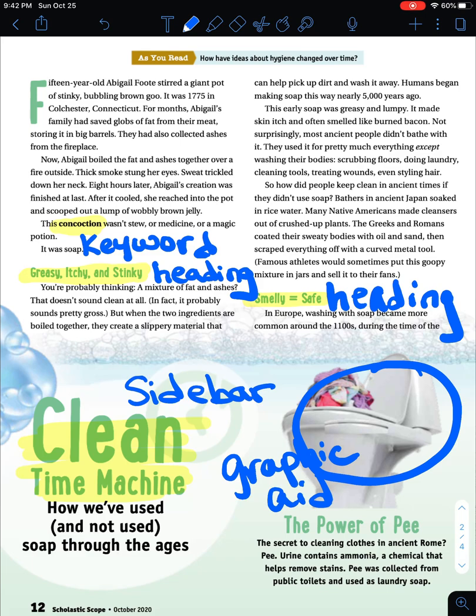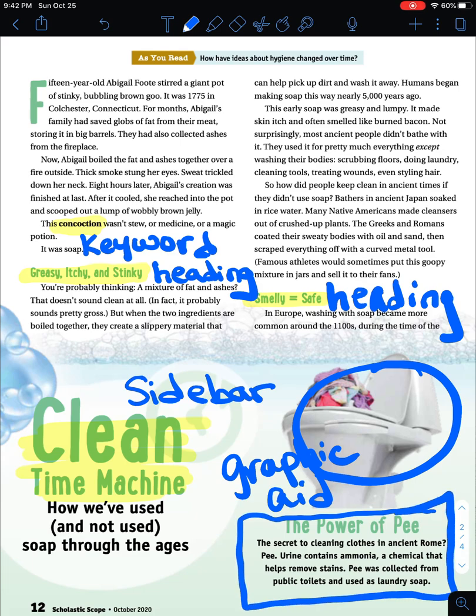Okay. Now this down here, this is a caption, and a caption gives us more information about our graphic aid. Okay. So our caption here tells us that information about that the ancient Romans used urine to clean things. Okay, so it relates directly back to our graphic aid, and then the graphic aid and the caption go directly back to the topic, which is our dirty history of soap. And this is where we're talking about removing stains. So you can see our main ones here.